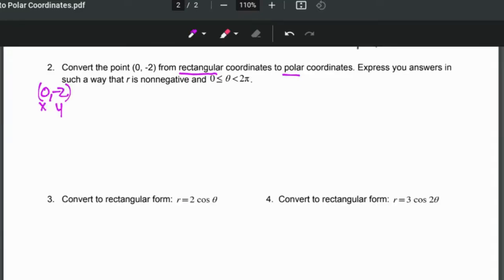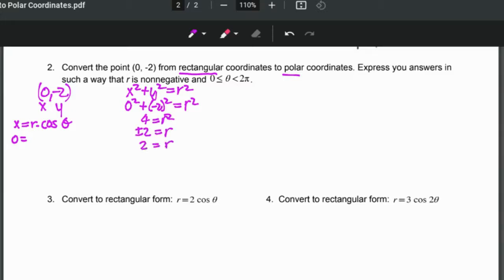And now if we're trying to convert into polar, if we use this equation, we know that x is 0. The radius, let's figure out what the radius is. So we know that x squared plus y squared is equal to r squared from Pythagorean Theorem. So 0 squared plus negative 2 squared is equal to r squared. And that 4 is equal to r squared. And if you take the square root, you would get plus or minus 2 equals r, but they said it had to be non-negative, so we're going to go with r being positive 2.